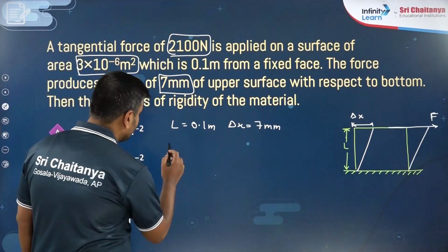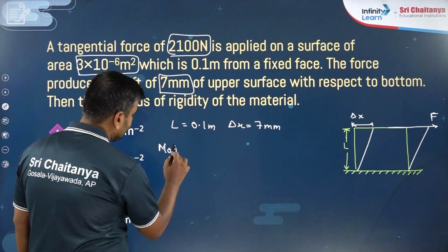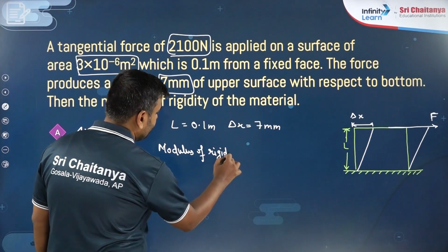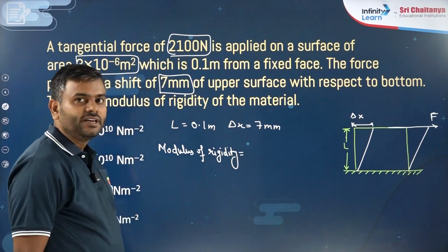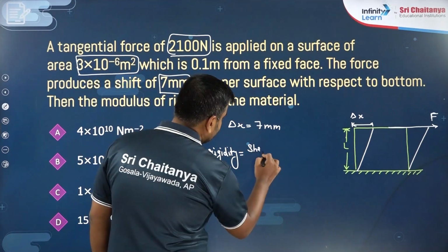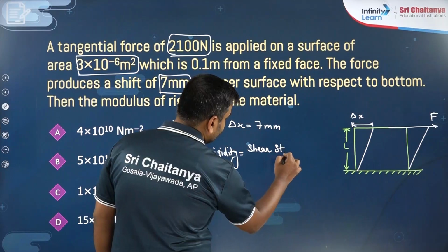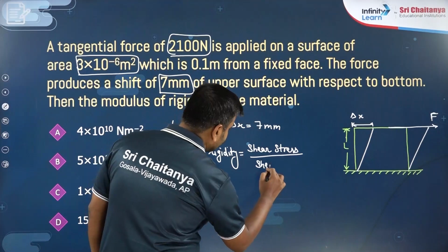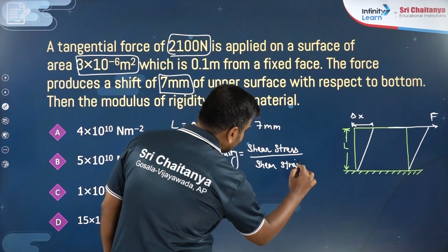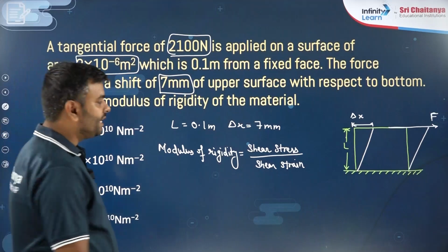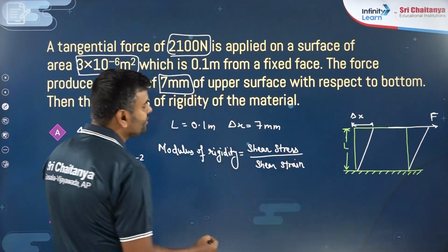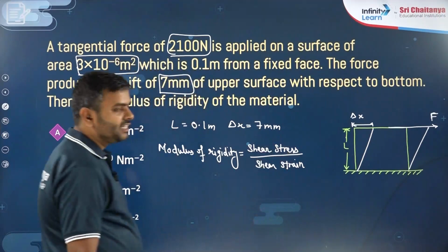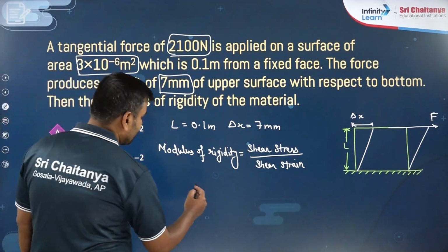How can we calculate it? The modulus of rigidity formula is equal to shear stress divided by shear strain. How can we calculate shear stress? The shear stress value will be force per unit area. Which force? Tangential force. Okay, and they have given us the tangential force value, so we can calculate that here.